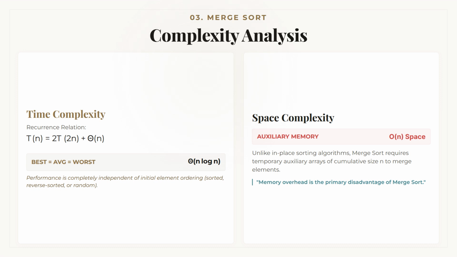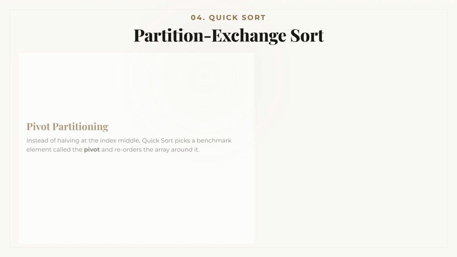Now, let us move to another famous sorting algorithm, quicksort. Quicksort is one of the fastest sorting algorithms used in practice. Unlike merge sort, quicksort does not divide the array exactly at the middle.